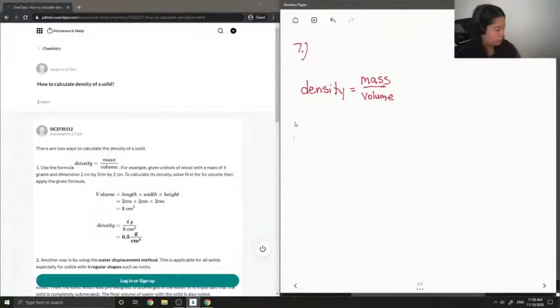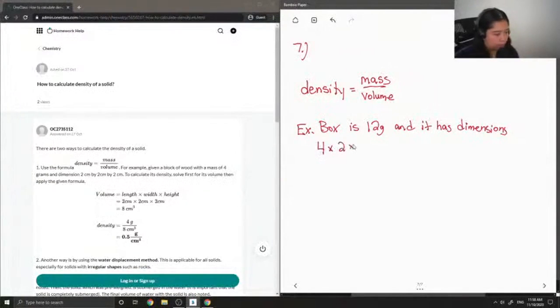So basically, for example, let's say we had a box that is like 12 grams in mass, and it has dimensions of 4 by 2 by 1 centimeters. What is the density?